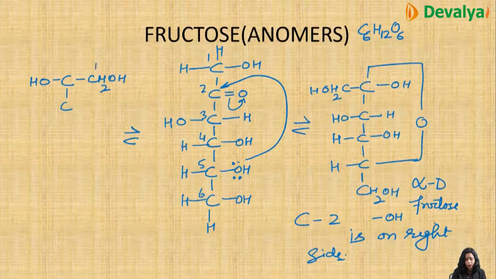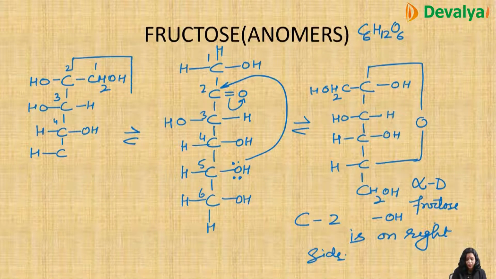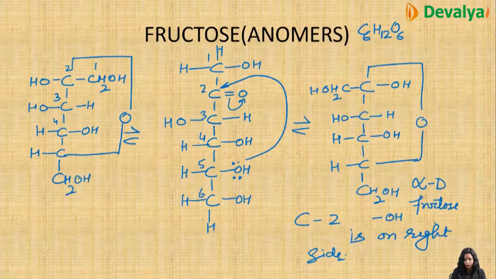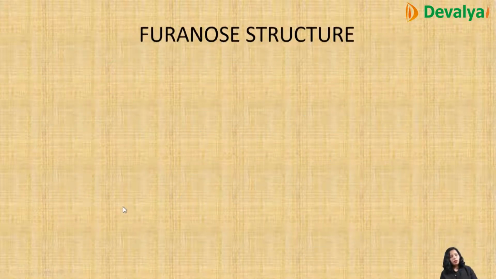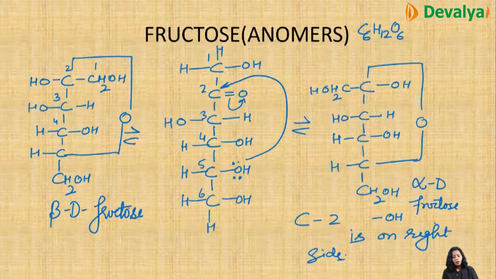So this is your 1, 2, 3. Third OH will also remain on this side, H. Fourth H, OH. Fifth H. And through oxygen again they link, and this is your CH2OH. So this is your beta D fructose. Anomers are these two, which have the same molecular formula but different arrangement only at the carbon 2, that is called anomers.